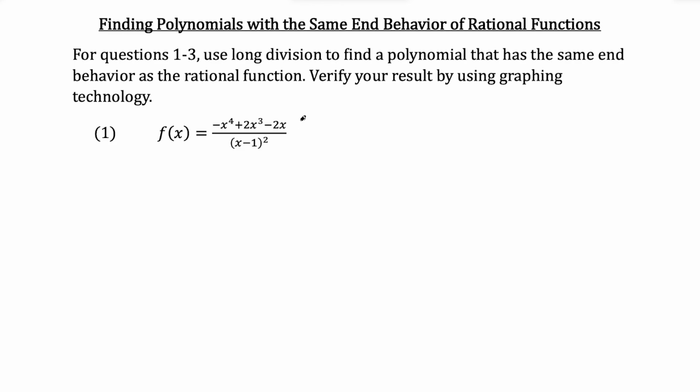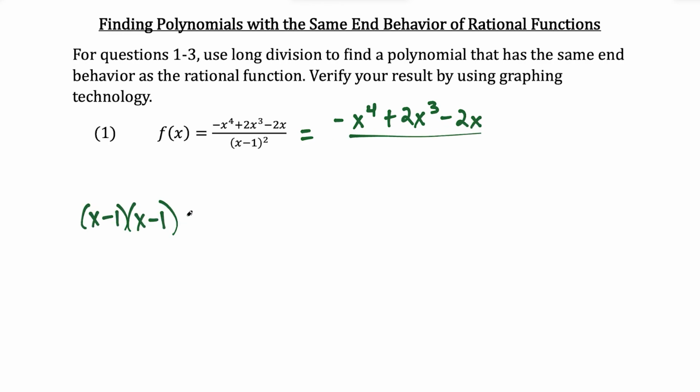So what we have here is this rational function f of x. And what I'm going to do first is just expand the bottom. So we have minus x to the fourth plus 2x to the third minus 2x on top. And on bottom, we could expand x minus 1 squared. I'll just do this off to the side first.